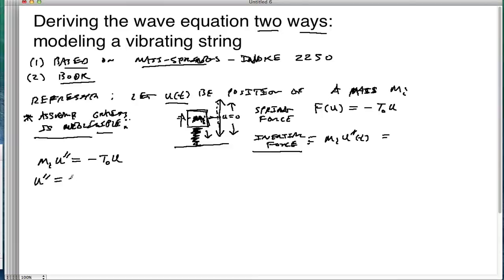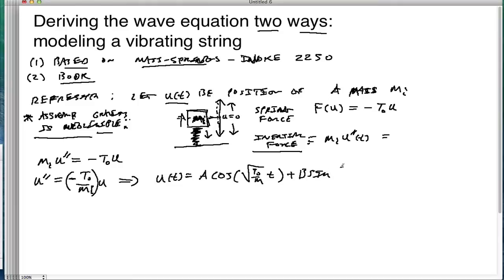u double prime is equal to negative t naught over m_i times u, and that has solutions that look like this. Obviously, the second derivative of a function is proportional to itself with a negative sign, so it has to be sines and cosines. So u of t is of the form a times cosine of the square root of t naught over m_i times t, plus b times sine of the square root of t naught over m_i times t.